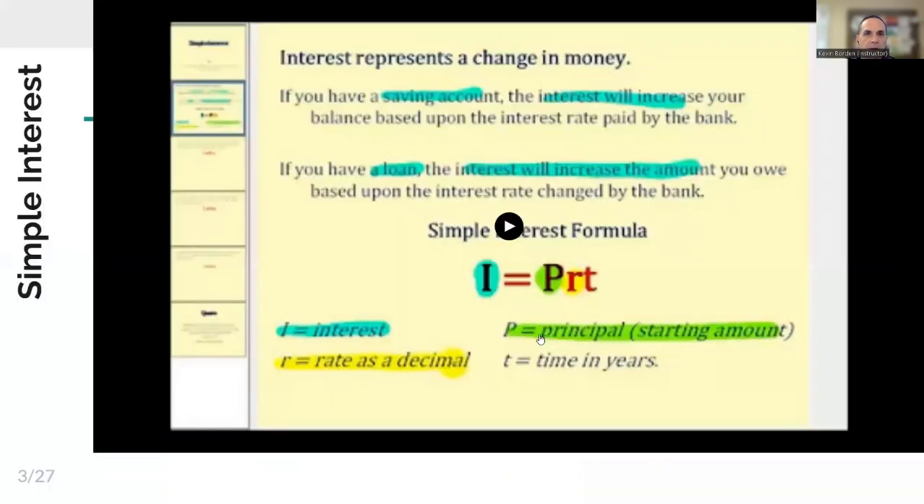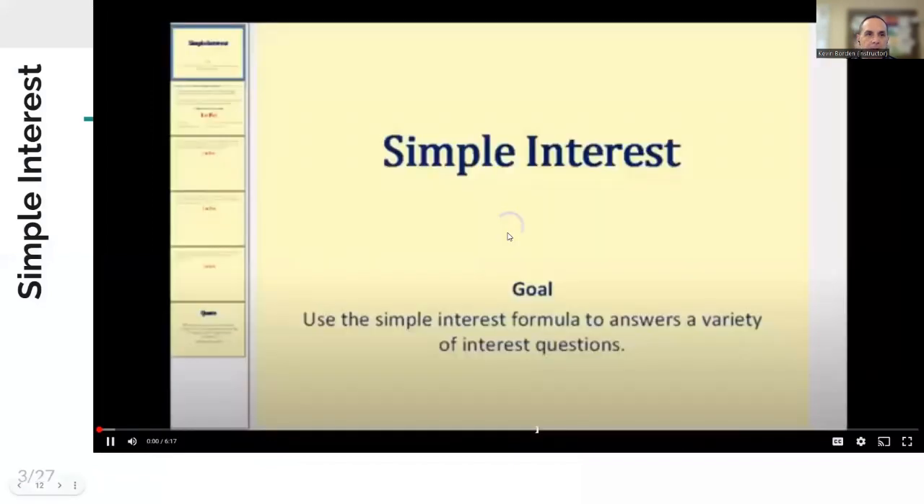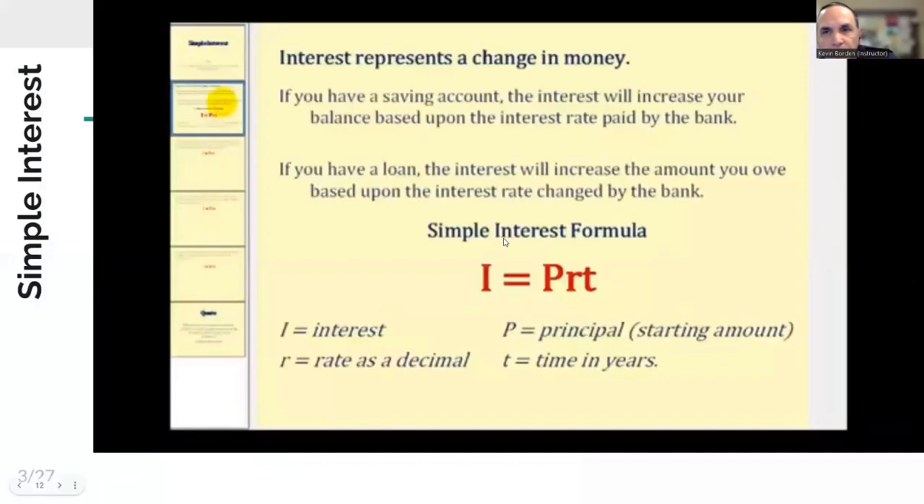All right, here is our first video on simple interest. Welcome to a video on simple interest. The goal of the video is to use the simple interest formula to answer a variety of interest questions. Now, even though most banks use something called compounded interest, the simple interest formula is a nice way to develop an understanding of how interest affects the earnings on an investment or savings account, or how interest will affect how you pay back a loan.